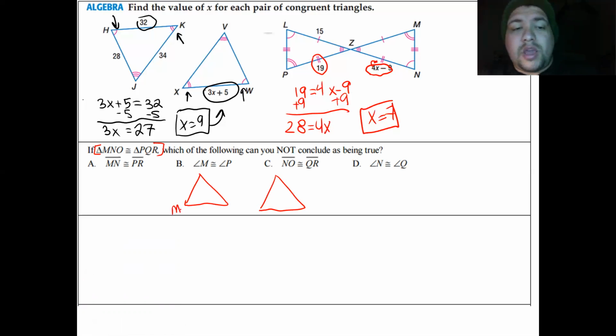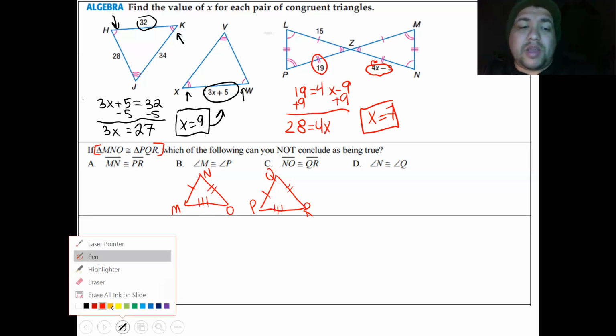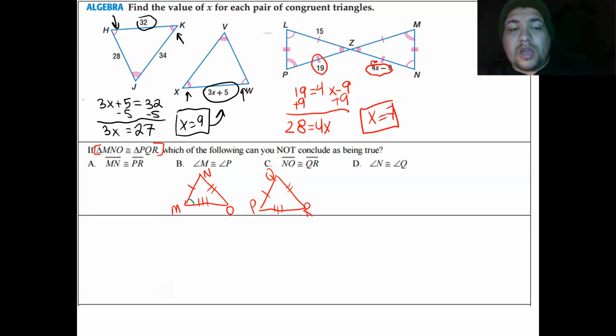So M, N, O, and P, Q, R. We can match up the sides, this side with that side, 2 with 2, and then 3 with 3. We can even match up the angles that correspond: M and P, N and Q, and then O with R. And it asks what you cannot conclude about being true.